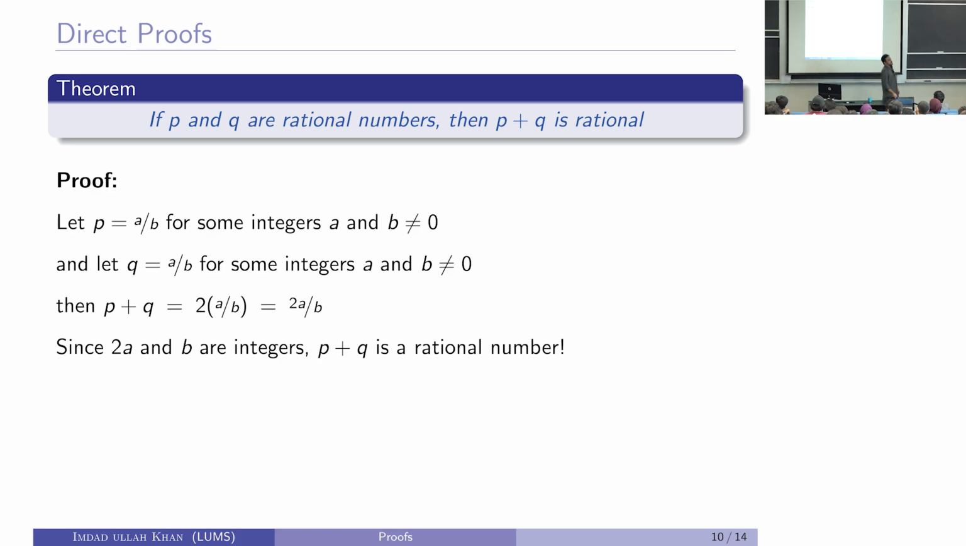If a is an integer, what is 2a? It's also an integer, right? If b is a non-zero integer, then the denominator here is also the same b, so it's a non-zero integer. So we conclude that p plus q is also a rational number, right? Yes.